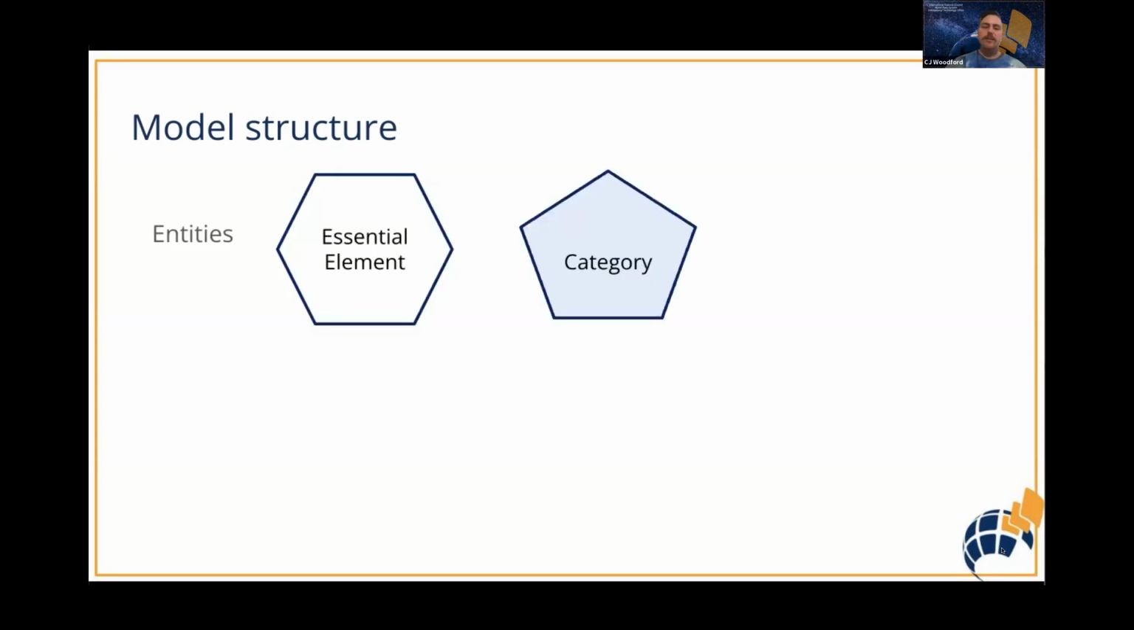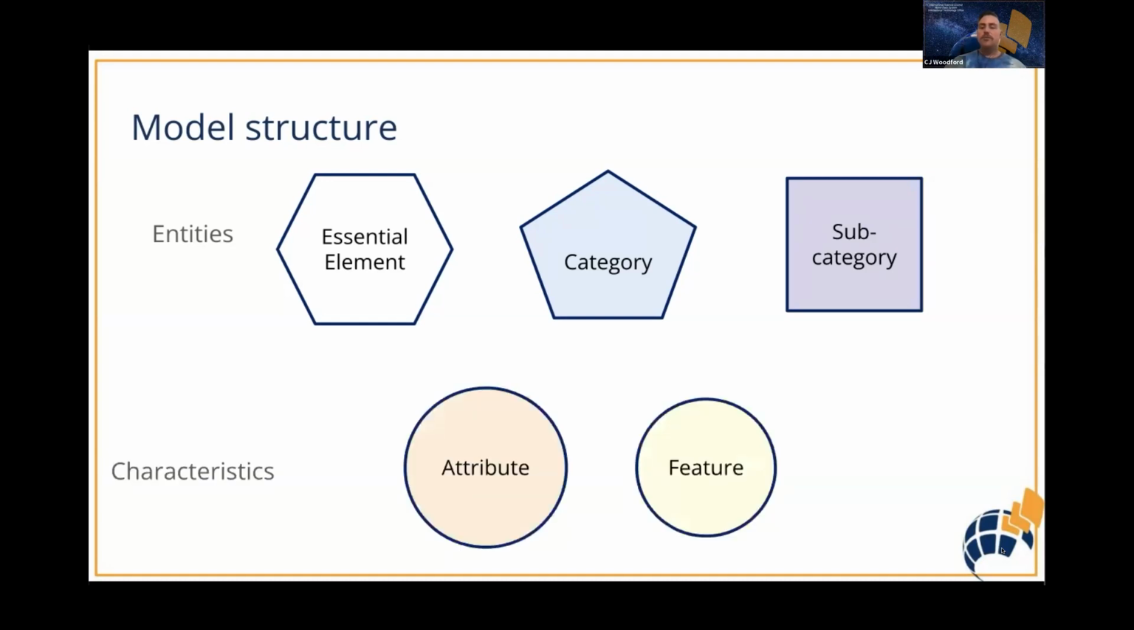So I do want to spend a moment on model structure. Having 400 items, we did have to come up with a way of actually organizing that information. So the model is broken up into a set of entities, these essential elements, these hexagons that I've already highlighted, essential elements likely have categories of things inside of them, and then subcategories, which are finer granularity on the categories. Entities will have characteristics, and these are attributes, or a more granular version of that would be a feature.